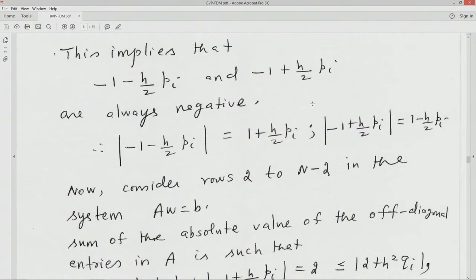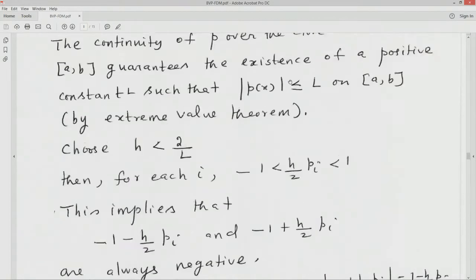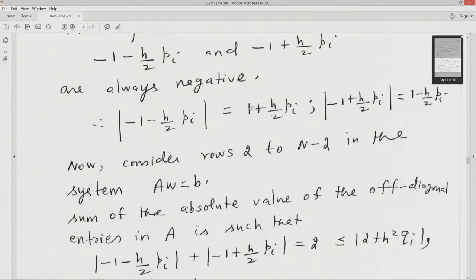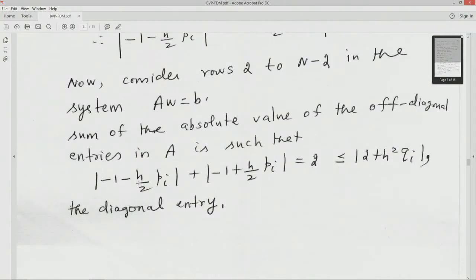Now, let us consider rows 2 to n minus 2 in the system A w equal to b. These are the absolute values of the off diagonal entries. So, let us consider the sum of the absolute value of the off diagonal entries, namely modulus of minus 1 minus h by 2 pi plus modulus of minus 1 plus h by 2 pi. So, that turns out to be 2, and that is less than or equal to modulus of 2 plus h square qi. What is this? This is the diagonal entry di in that row. So, what have we shown? For all the rows i from row 2 to row n minus 2, modulus of Li plus modulus of ui is less than or equal to modulus of di. That is, sum of the absolute values of the off diagonal entries is less than or equal to the absolute value of the diagonal entry.